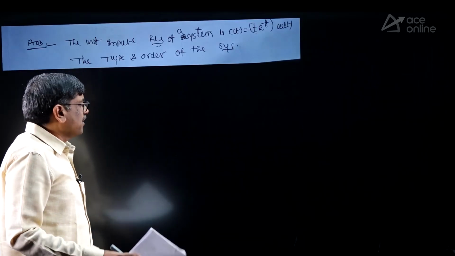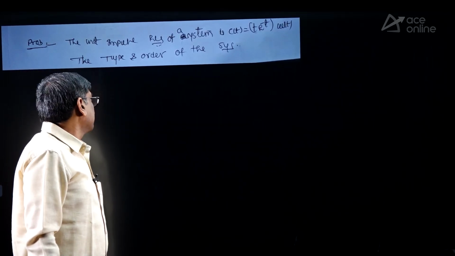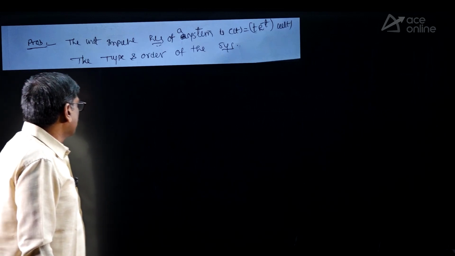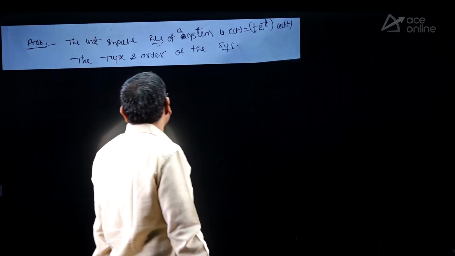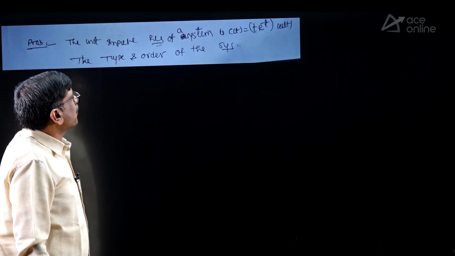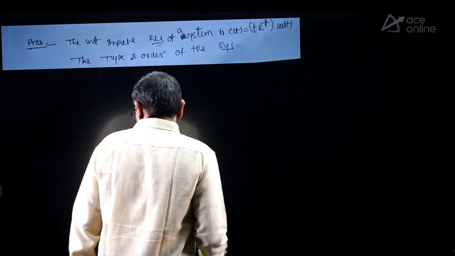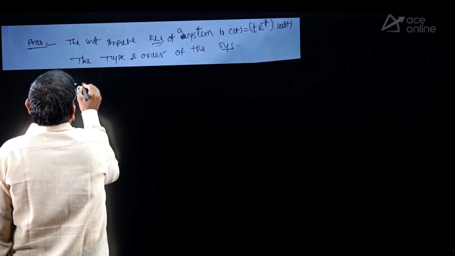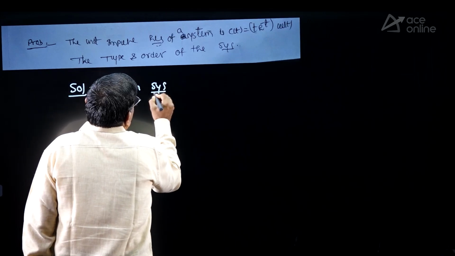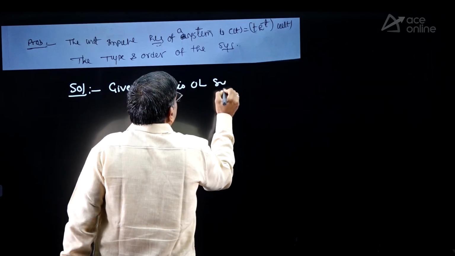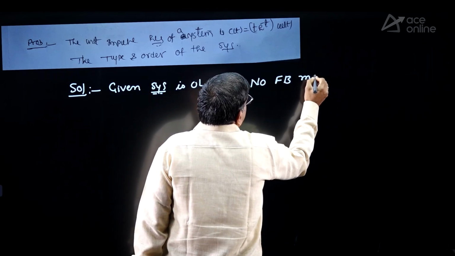Next question. Same thing. Here, same question only, but I removed the feedback. You try to solve the answer for this. Get the type and order of the system. Come on. The unit impulse response of a system is t e power minus t of t. The type and order of the system is, come on, anybody answer? So the solution is, first of all, given system is open loop system, because no feedback mentioned.